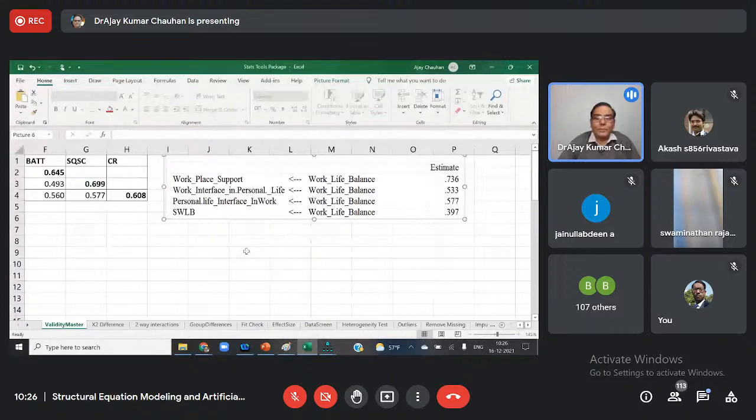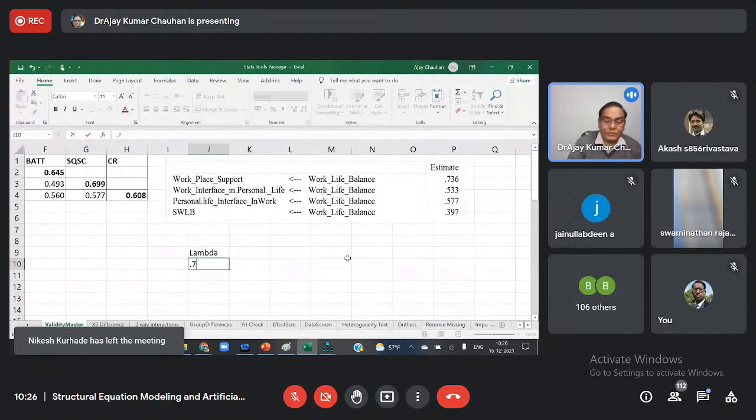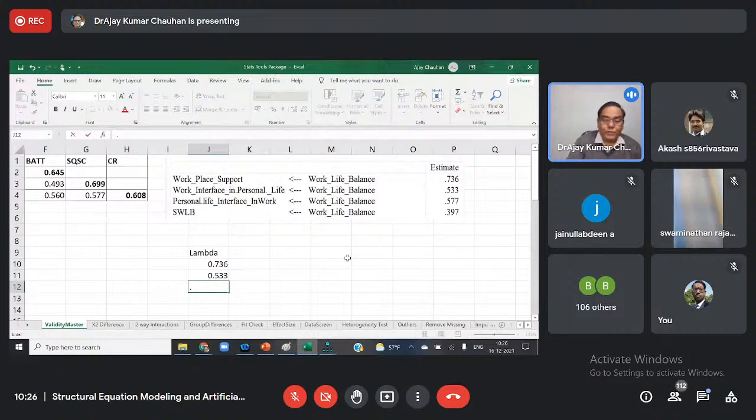Okay. So I'm taking all the values here. The lambda is given to be 0.736, 0.533, and 0.577, and 0.397. Okay, this is the lambda.